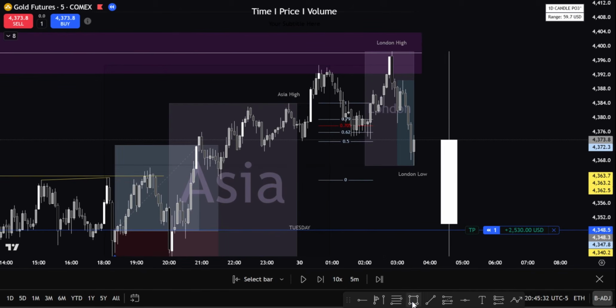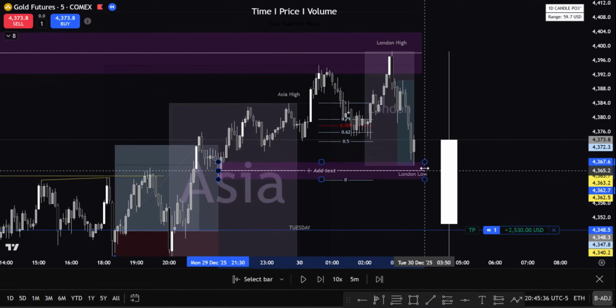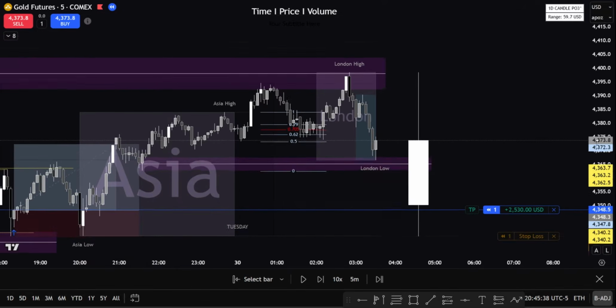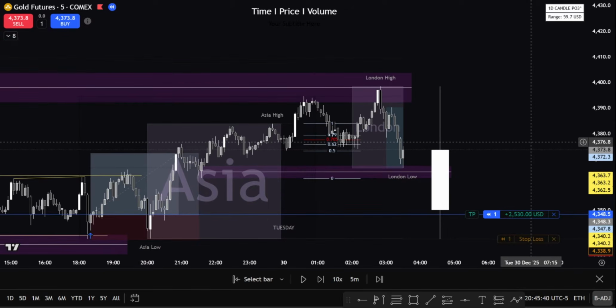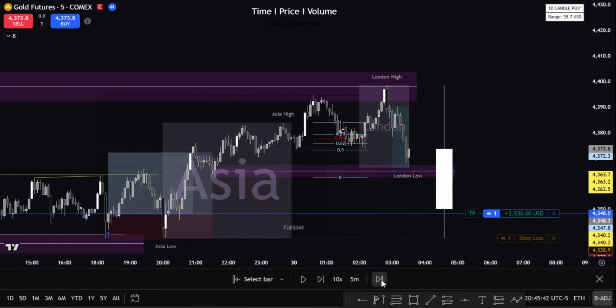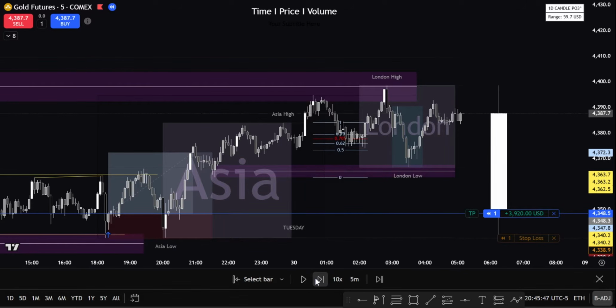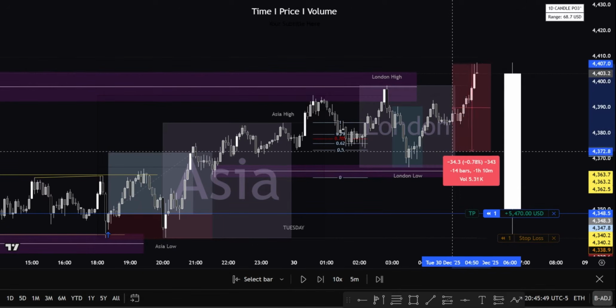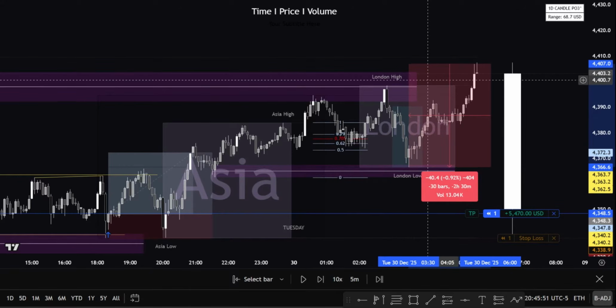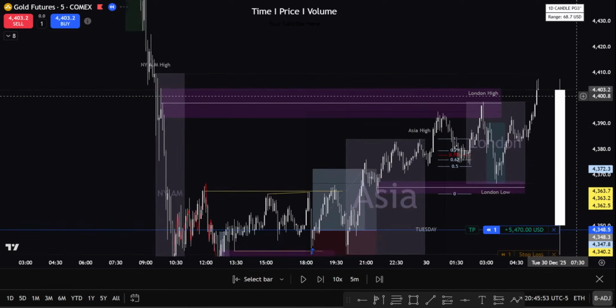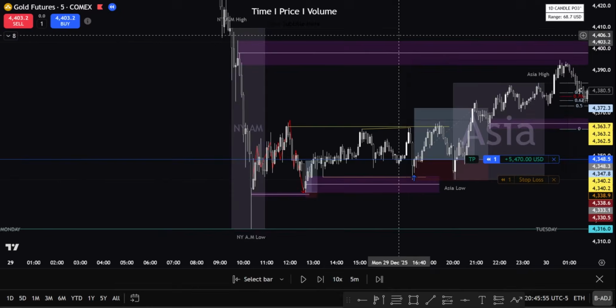We have a demand zone here, which we're tapping. We tap into it, and now we should go a little bit higher. Let's see. Yeah, we went higher. How much is this? This is almost 40 points. All right, so we are going ahead into the next zone.